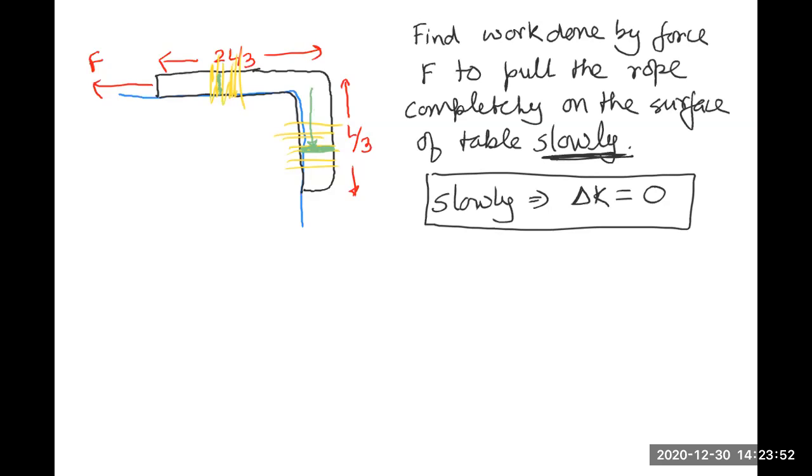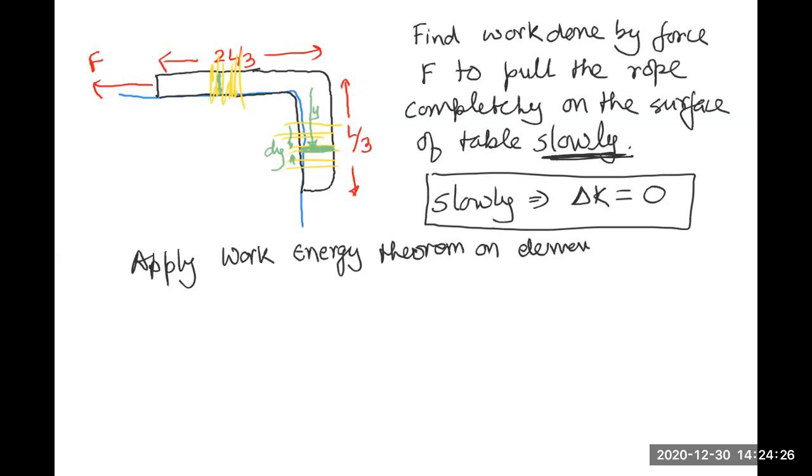Okay. So now I have to introduce a new variable. Let this be y. Therefore, the thickness of the element will be equal to dy. Okay. Now what I want to do is apply the work energy theorem on the element. Now we have come into Arjun mode.